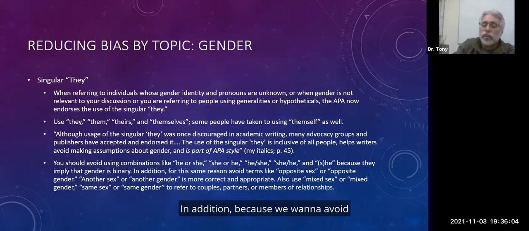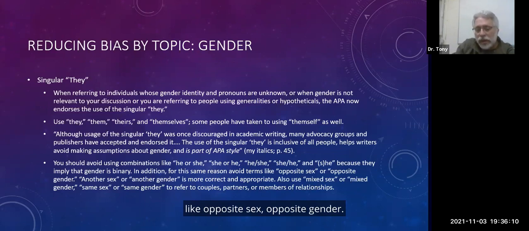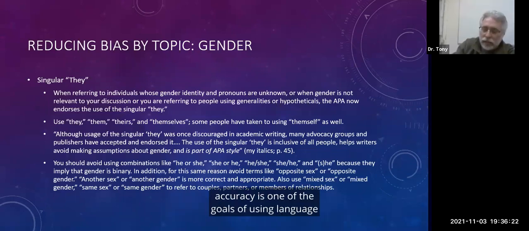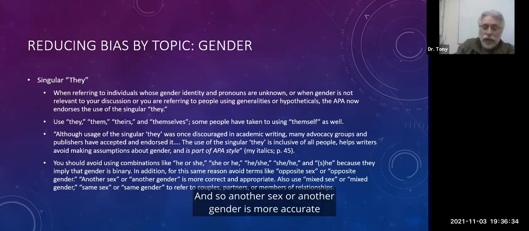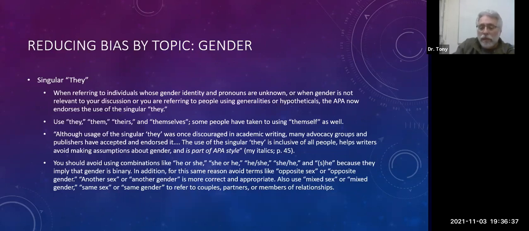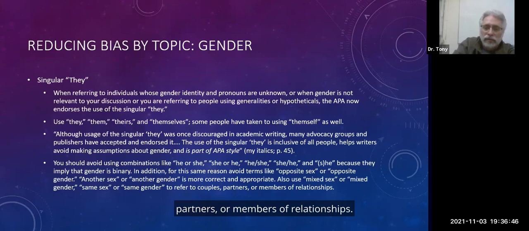In addition, because we want to avoid implying that gender is binary, we avoid terms like "opposite sex" and "opposite gender." You can refer to "another sex" or "another gender." It's more correct. And we should be clear that, certainly in APA style, accuracy is one of the goals of using language and writing in APA style. So "another sex" or "another gender" is more accurate than "opposite sex" or "opposite gender." You can also use things like "mixed sex" or "mixed gender," "same sex" or "same gender" to refer to couples, partners, or members of relationships.